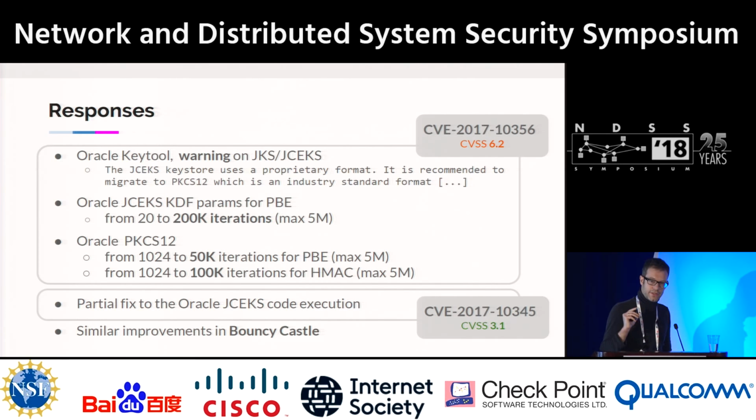That is also the default keystore if you're using Java 9. And the number of iterations has been drastically increased from 20 to 200,000 iterations for JCEKS, with a ceiling value of 5 million to mitigate the problem of DoS parameter abuse. And the same thing for PKCS12 and for many other implementations provided by Bouncy Castle.